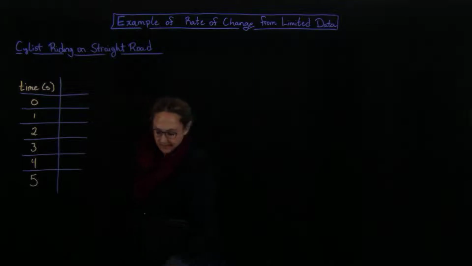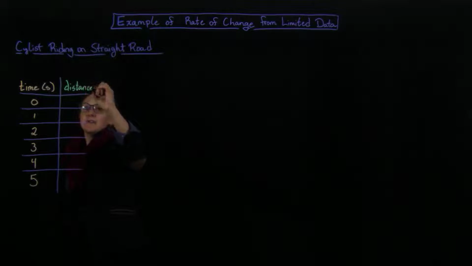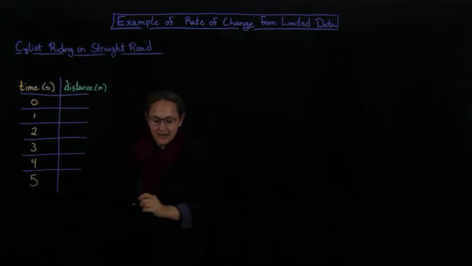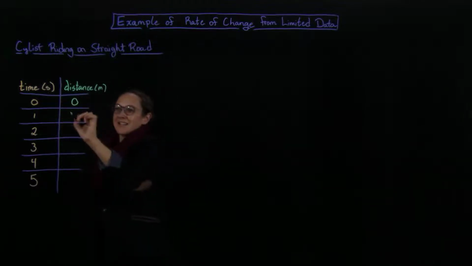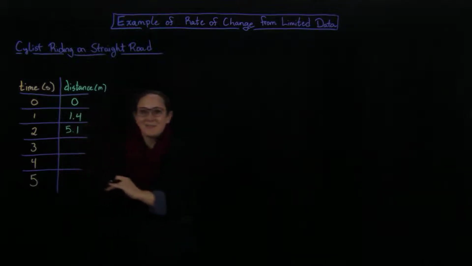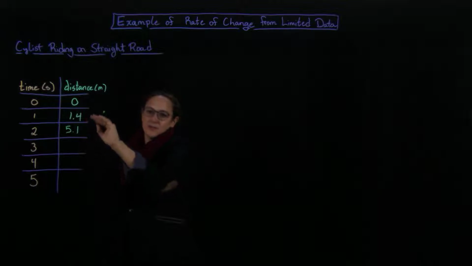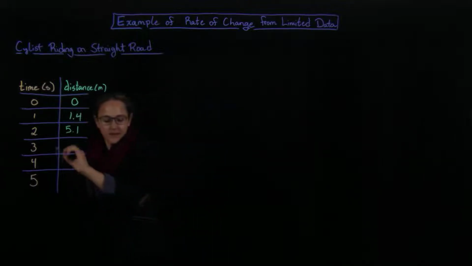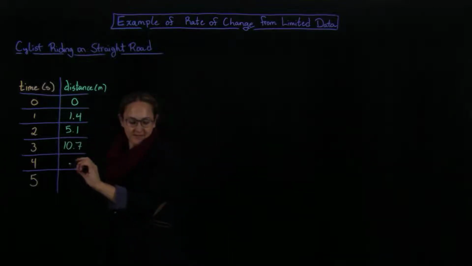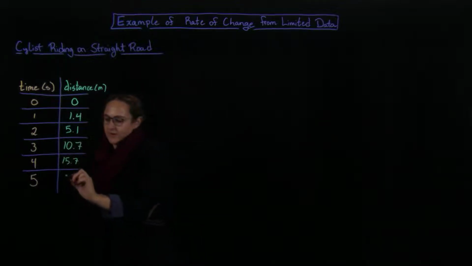Now we want the distance that has been traveled between second 0 and whatever that second is. So when I say after 0 seconds, I've traveled 0. After 1 second, I've traveled 1.4. When I say after 2 seconds, I've traveled 5.1, I mean from time 0 to 2 seconds, I've traveled 5.1. It's not the difference between these two. After 3 seconds, I've traveled 10.7 meters. After 4 seconds, 15.7 meters. And after 5 seconds, 25.8 meters.